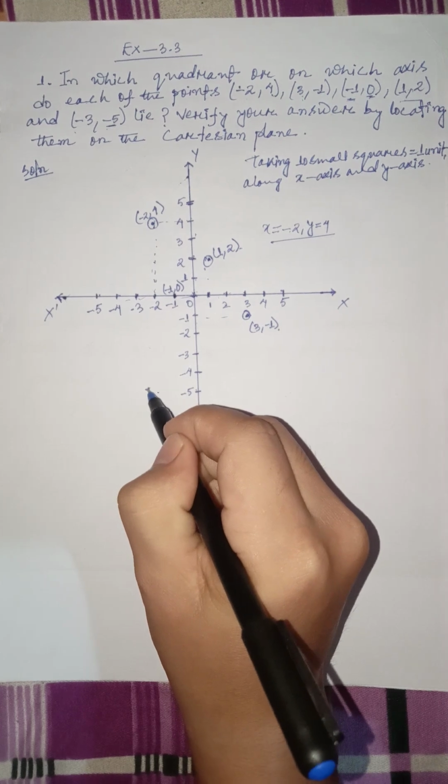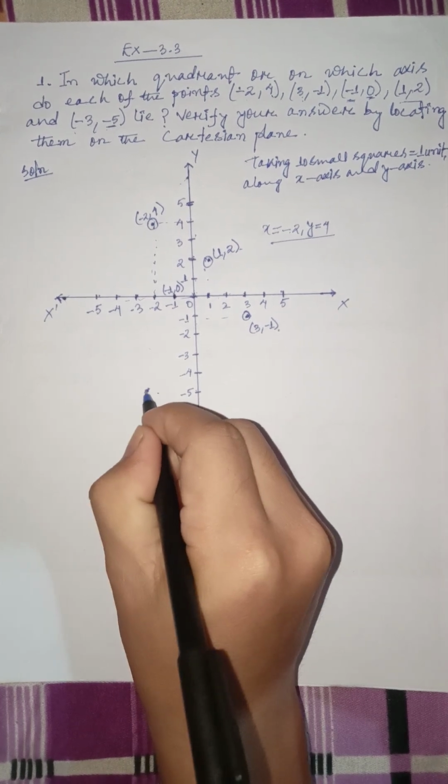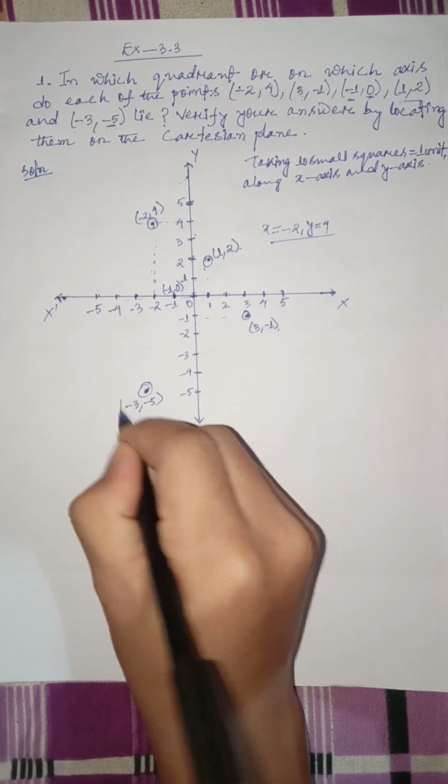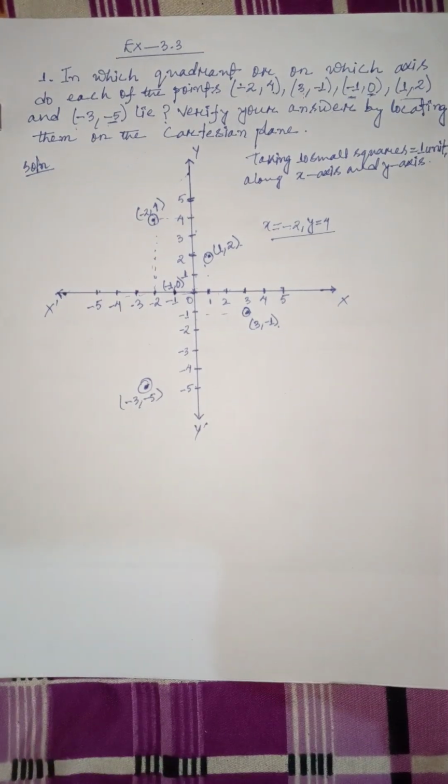This one, right? So this is minus 3 comma minus 5. Now the first question, that is the first thing that we need to do, it is done. Then we have to proceed to the next task, which is to identify the quadrant and to mention or justify how we get this quadrant.